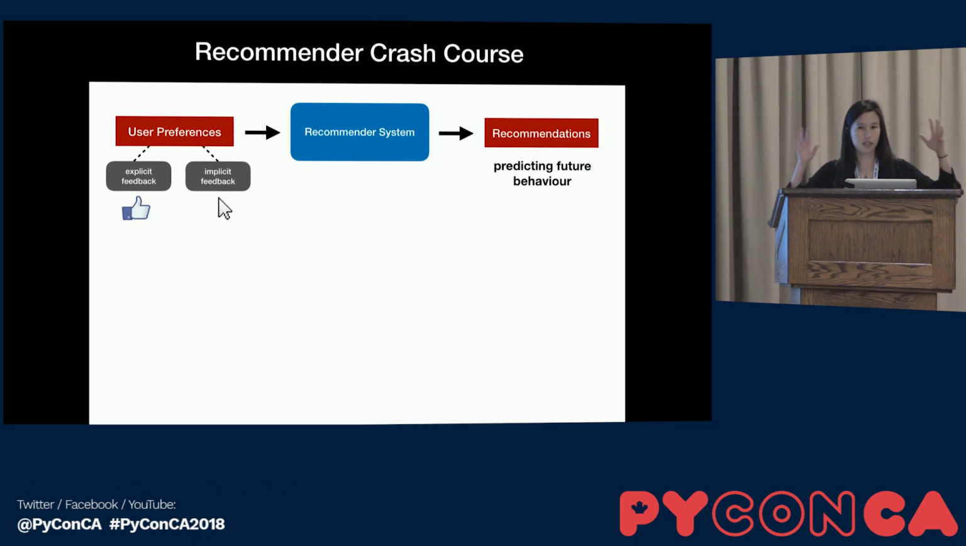So by feeding all of these user preferences into our recommender system model, we are then able to generate predictions on what your future behavior will be like. So we're predicting which song will you love next, or which show will you binge watch next. And these are essentially what we call recommendations.